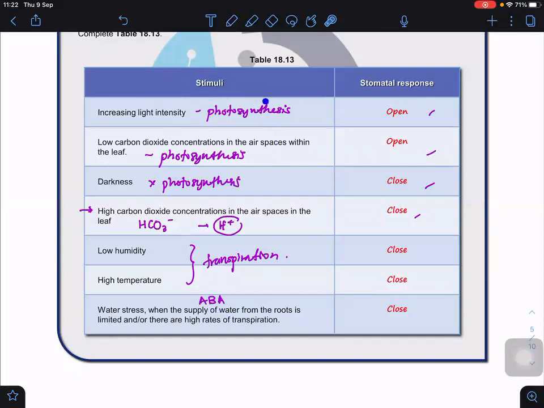So in order to carry out photosynthesis, they have to open. If there's no photosynthesis, definitely the stomatal response will be closing. Okay, a closure of the stomata. For transpiration, as we know, if the transpiration rate is too high, then definitely the plant wants to close the stomata so that they won't lose too much water vapor.